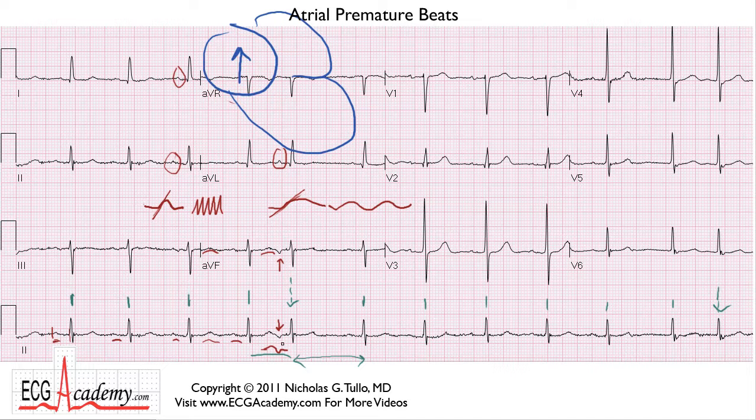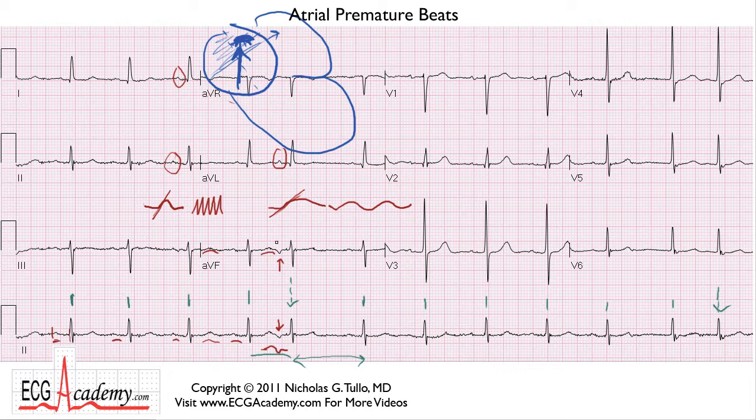And you can see it's negative in lead 2, but it's positive in AVL. So if lead 2 is going this way and it's going away from lead 2, it has to be in this half of the circle. So it's got to be in this region here because it would be positive in AVL. In other words, this beat most likely arose from the low right atrium and is traveling almost straight up towards the head.